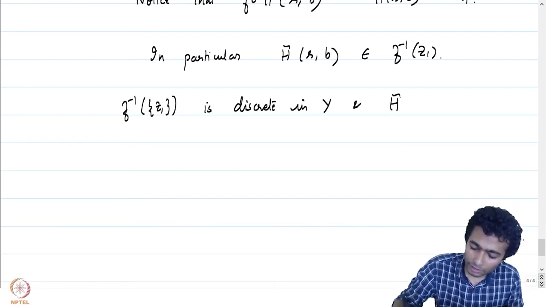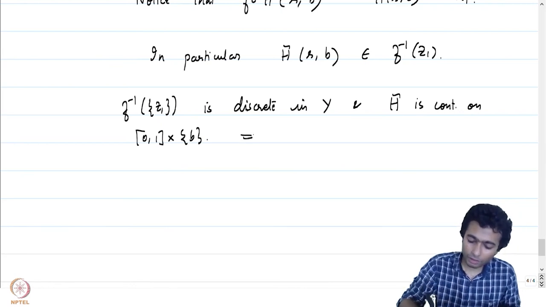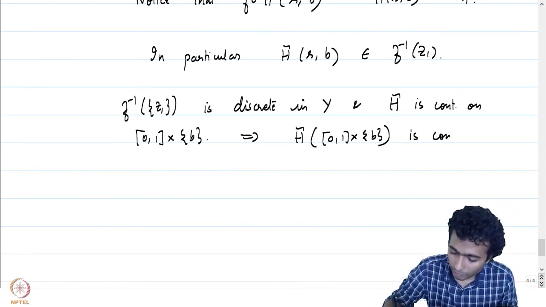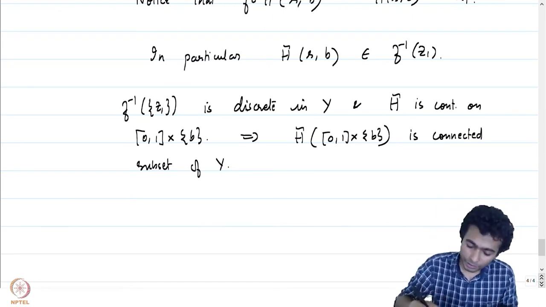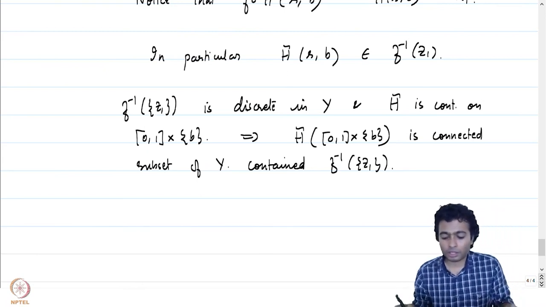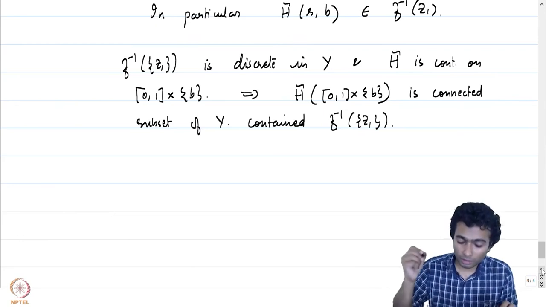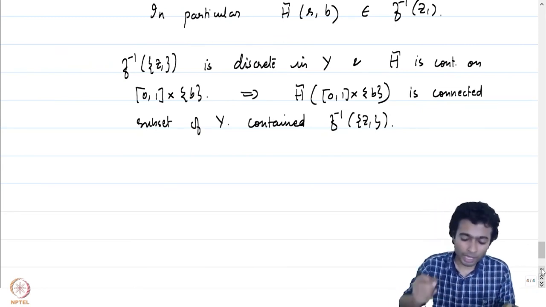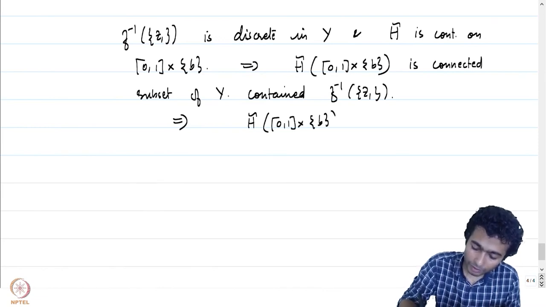in capital Y, and H tilde is continuous on 0,1 cross B, and therefore H tilde of 0,1 cross B is going to be a connected subset of capital Y. But because F inverse of Z1 is a discrete set, this connected subset of capital Y is contained in a discrete set. What can we say about continuous maps from a connected set to a discrete set? We know that it has to be necessarily constant, because otherwise we will be able to get hold of a disconnection of the image. We know that continuous maps take connected sets to connected sets, but that will not happen if we are not getting a constant. Let me just note here that H tilde of 0,1 cross B is hence a constant.